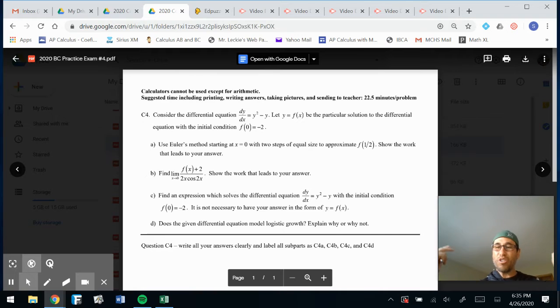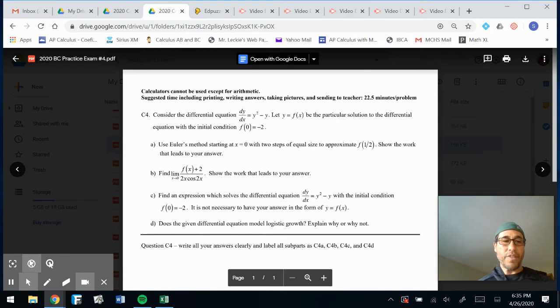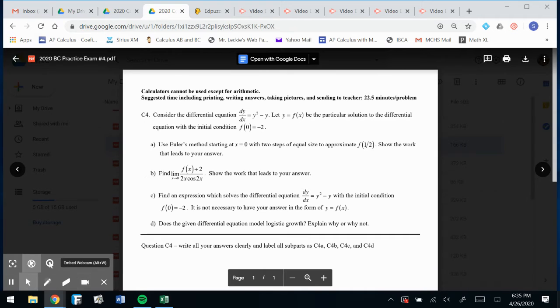Can you get it done in under 22? All right, can you do it? We got a little Euler's method here. I know most students like that. So let's see if we remember all of these little things. All right, let's get it going.